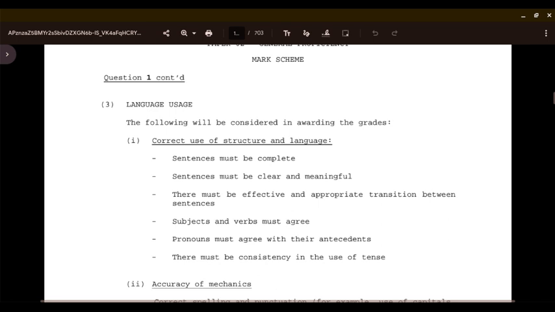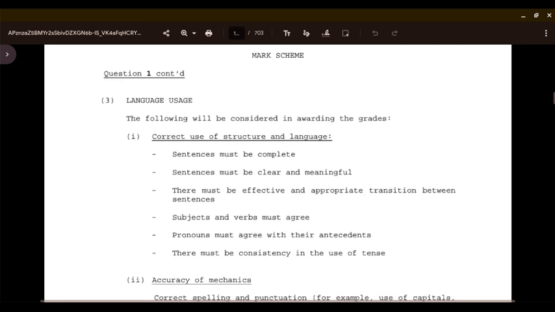And there must be consistency in the use of tense. Right? Don't start in the future and end up in the past. Okay? Stick to one tense. It makes your writing a lot more impressive. Impressive is the word that I think I can use.